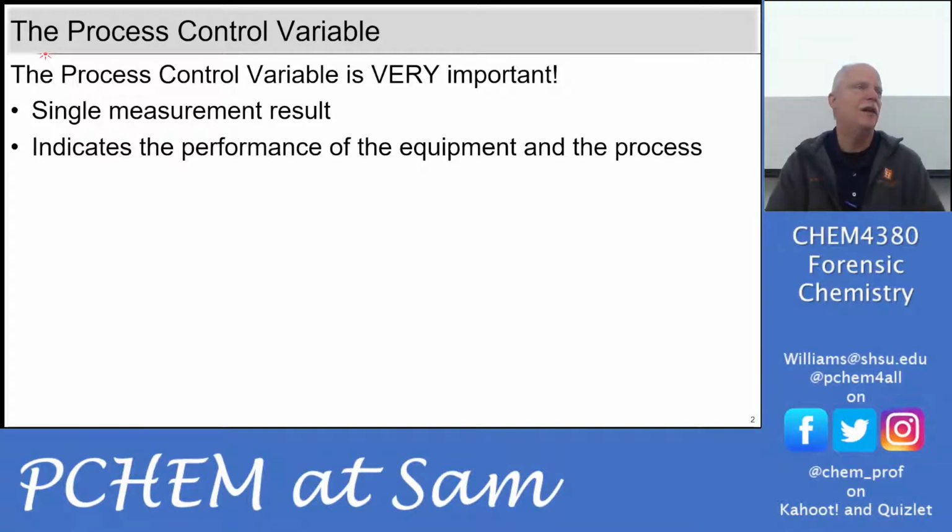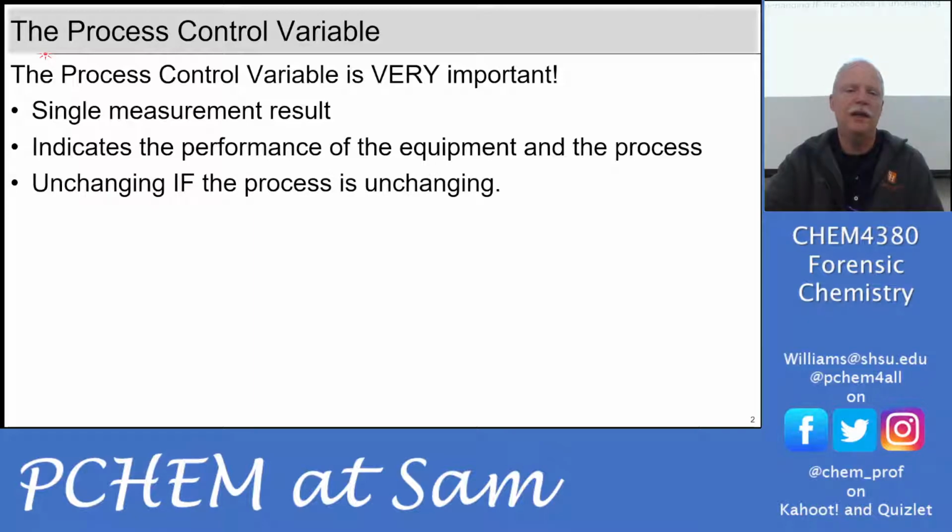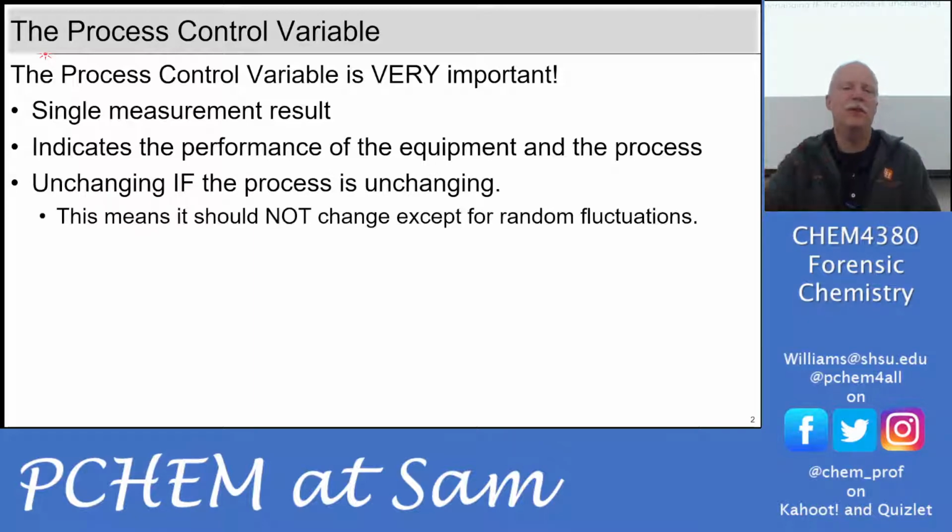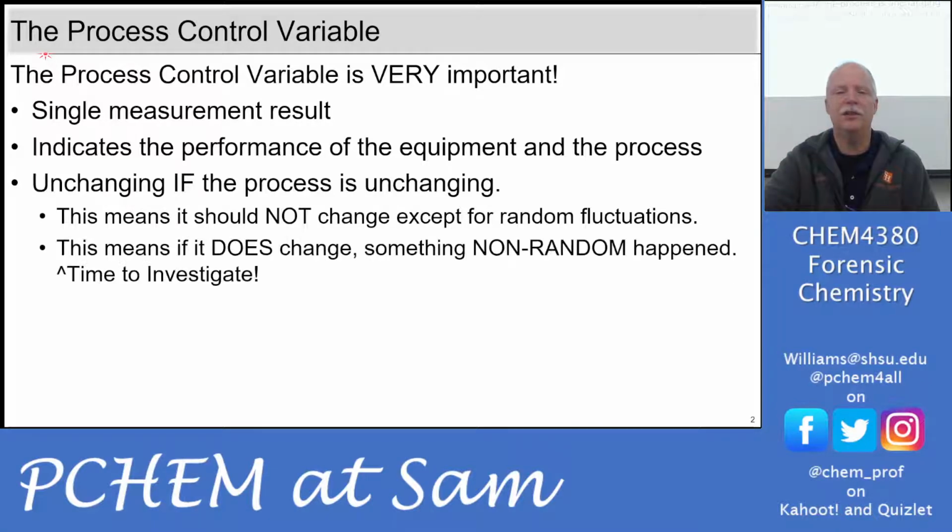Or just think about your lab. What variable could tell you if the people, the processes, the equipment and the raw materials are all what you expect? That's a real thing to think about in any kind of process control: what is your key process variable? This variable should be unchanging if the process is unchanging. So it should truck along, same value. This means it should not change except for random fluctuations. So if it does change, something non-random happened, and it's time to investigate.